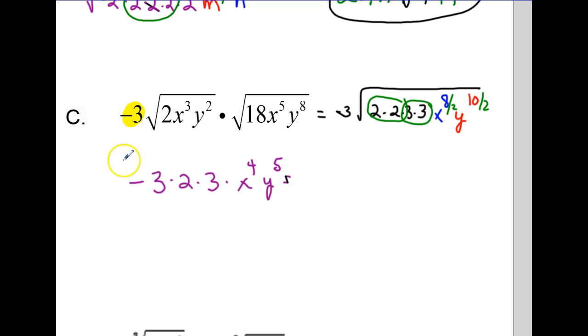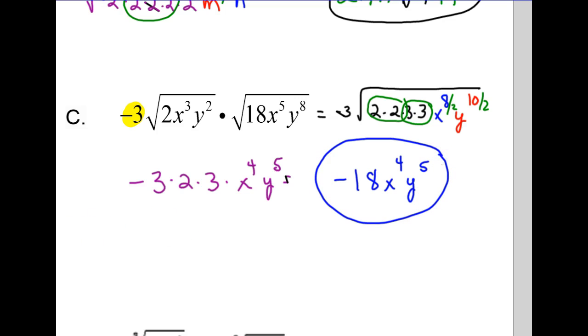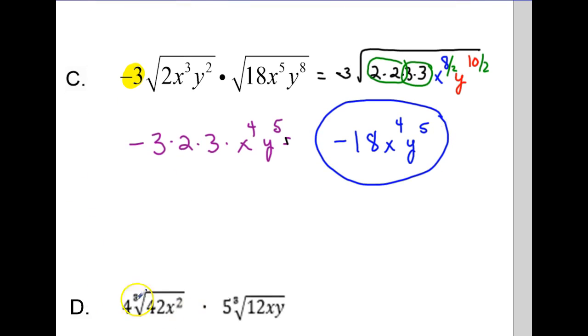I want us to multiply this all out. So a negative 6 times 3, we should get a negative... whoops, 6 times 3 is 18. Sorry, guys. So I get a negative 18 x to the 4th, y to the 5th. And that's my solution. All right, let's look at my last problem down here.